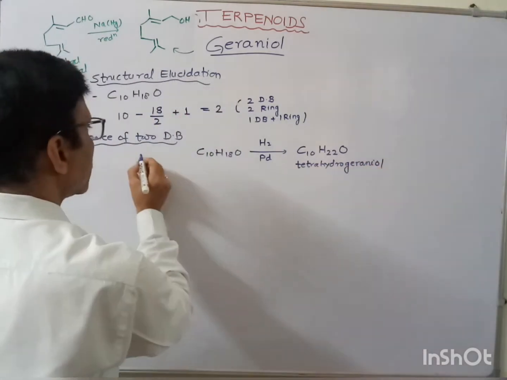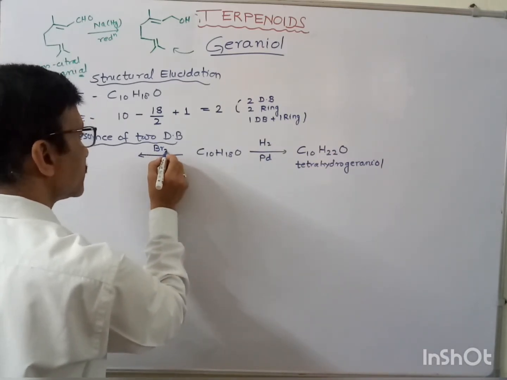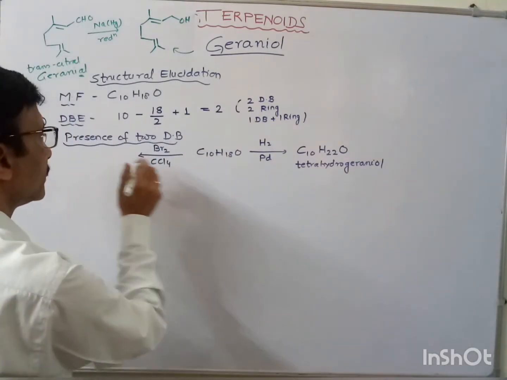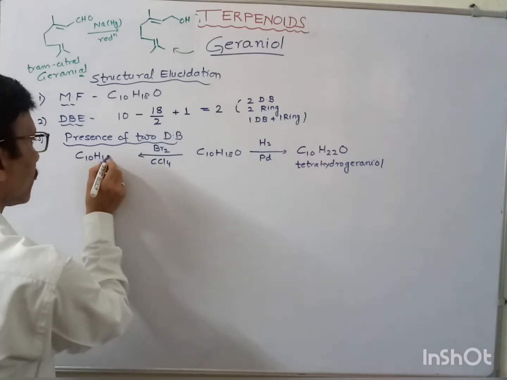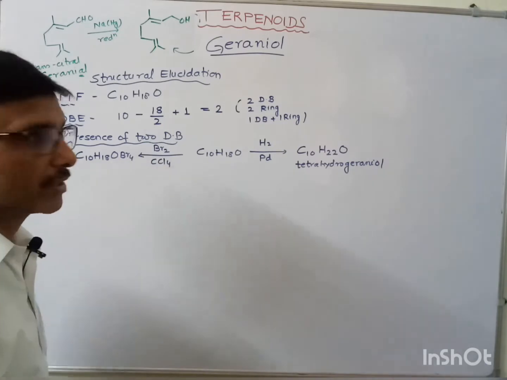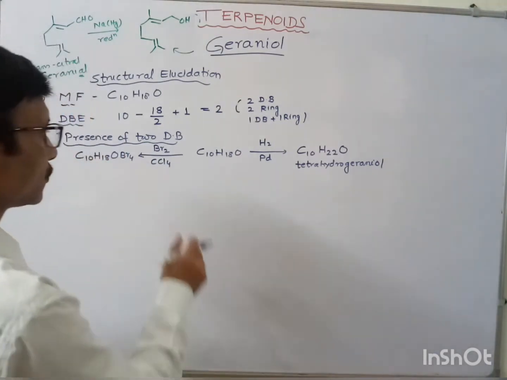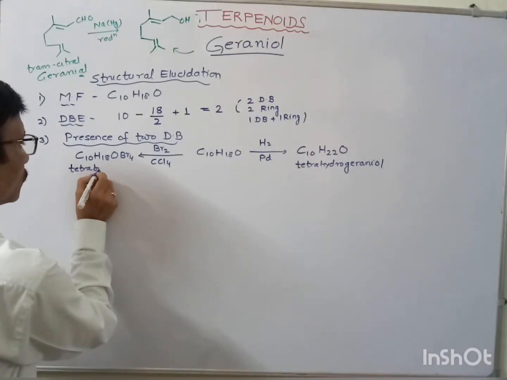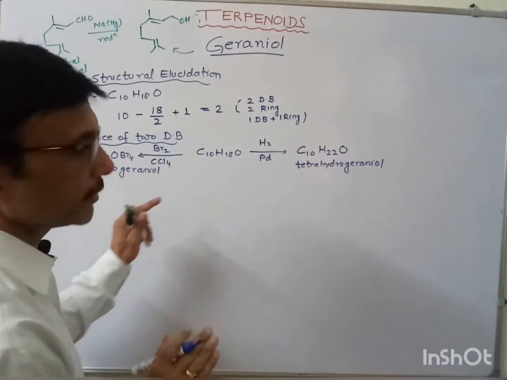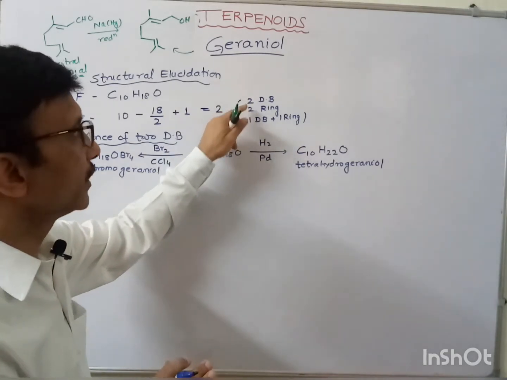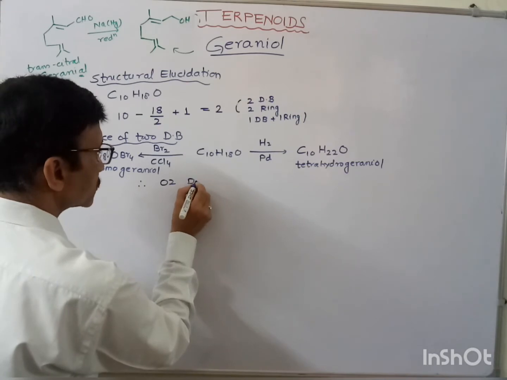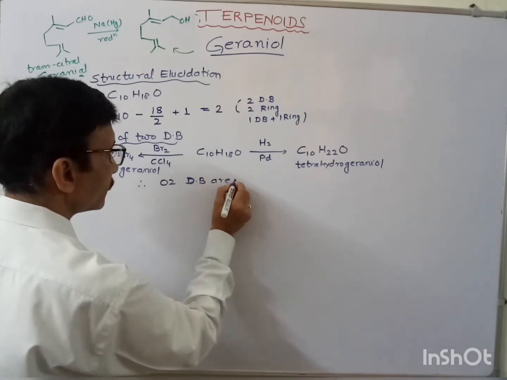Okay, now one more experiment. If the test was done with Br2 in CCl4, with bromine, then the molecular formula that was finally found was C10H18OBr4. So this is tetrabromogeraniol. It means this geraniol contains two double bonds. Or we can say there is no ring, only two double bonds are present. Therefore two double bonds are present, that we can write.